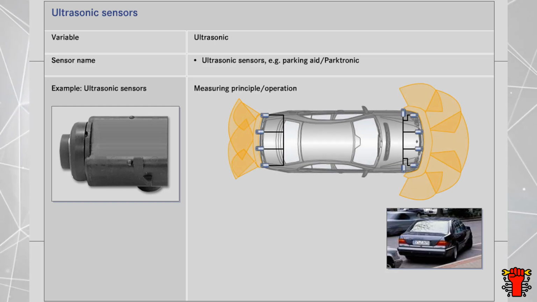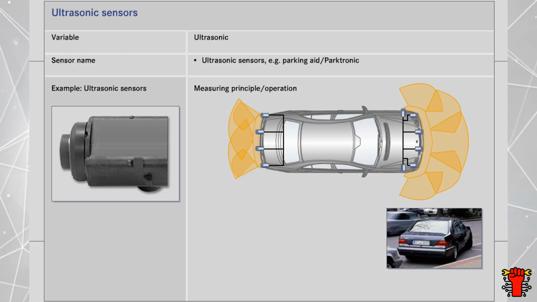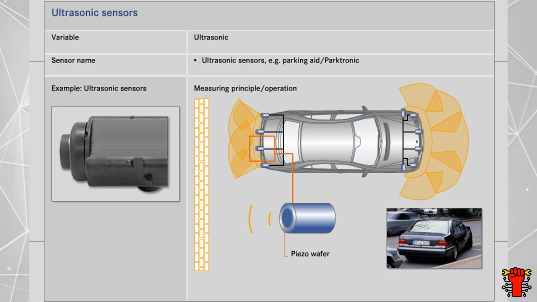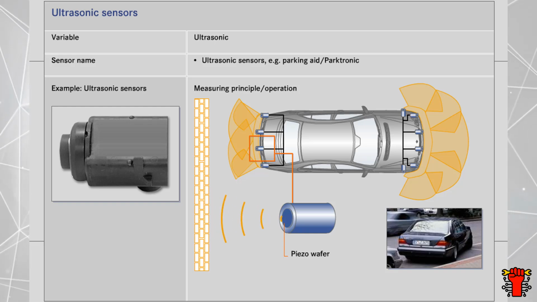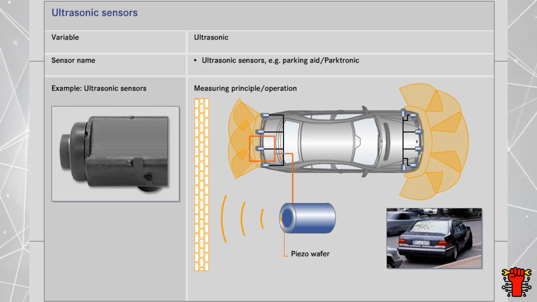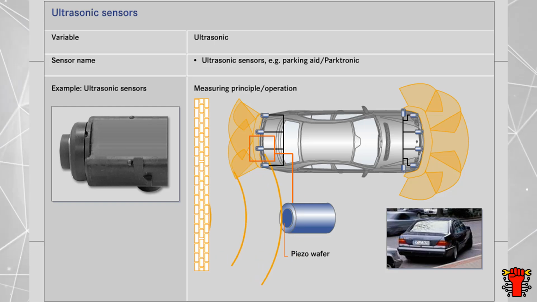Depending on the model, up to 6 ultrasonic sensors are located in the front bumper of the vehicle and 4 in the rear bumper. The sensor is actuated by the control module and generates ultrasonic signals by means of a piezo ceramic wafer. If the sound waves encounter an obstacle, they are reflected.